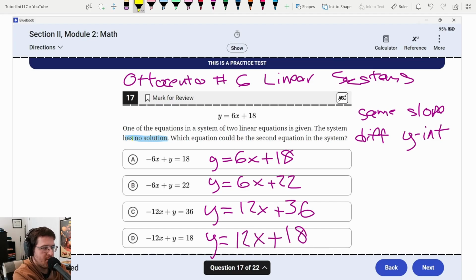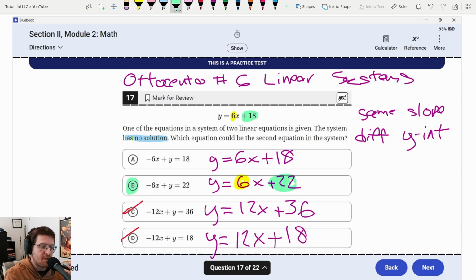So we want the slopes to be the same. The slope in the original graph is 6. So C and D are already looking wrong. Those have a slope of 12. And now to choose between A and B, we want a different y-intercept, so not the same. So this y-intercept is 18, and this y-intercept is 22. So 22 is different from 18, so that is the answer, choice B.